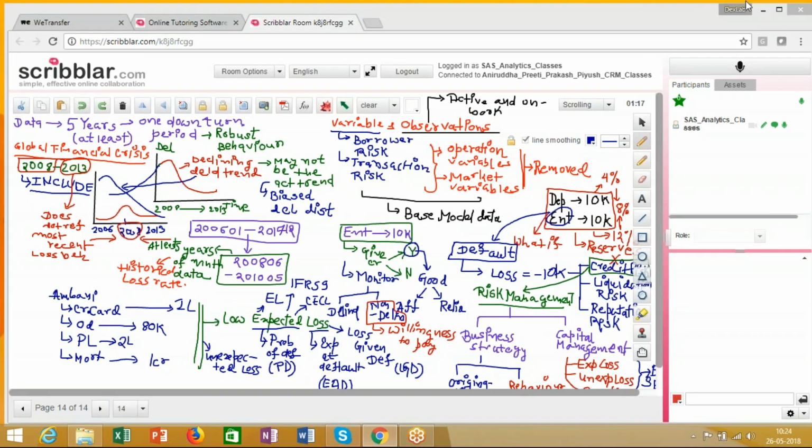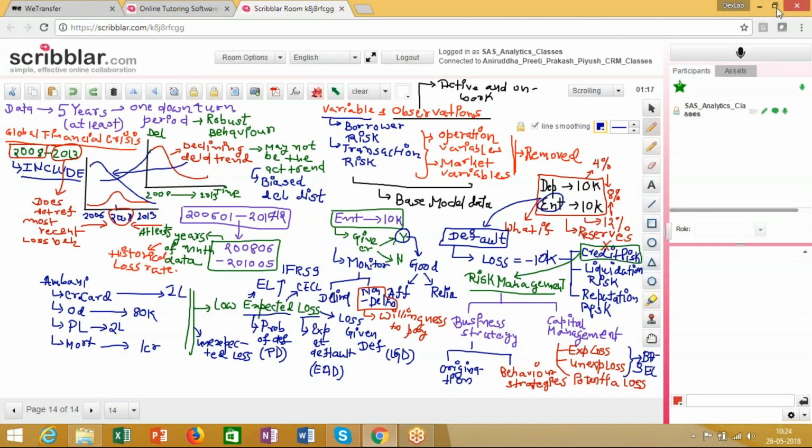Okay, so as I was saying, we'll start off with a discussion on the Basel PD model, right? When I talk about a PD model, what exactly is the objective of the PD model? The PD model is the probability of default model, and the objective of this model is to understand the chances of a borrower to default in the next 12 months, right?